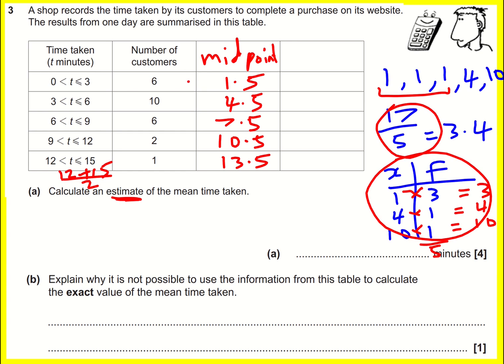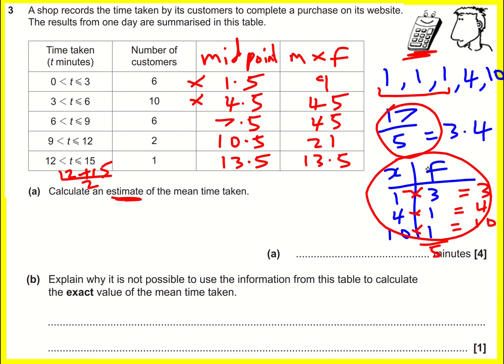So what I do now is I say I've got 6 customers that all had 1.5, so I multiply those together. So I'm doing midpoint times frequency, or frequency times midpoint, whichever way you want to see it. 10 times 4.5, I've got 10 lots of 4.5, that's going to give me 45. 6 times 7.5, that also gives me 45. We can use a calculator for this if we want. 2 times 10.5 is 21. 1 times 13.5 is 13.5.